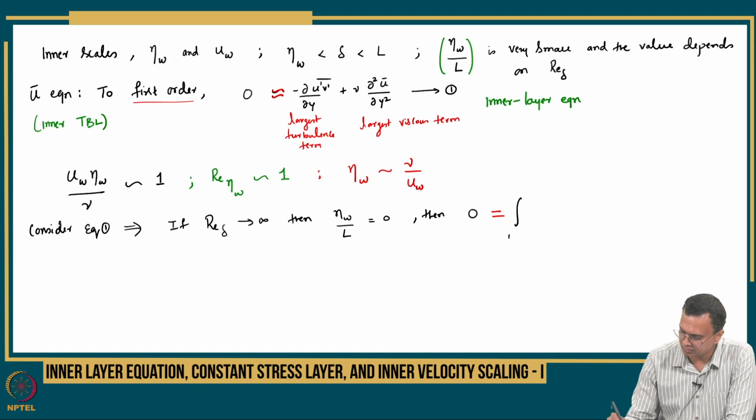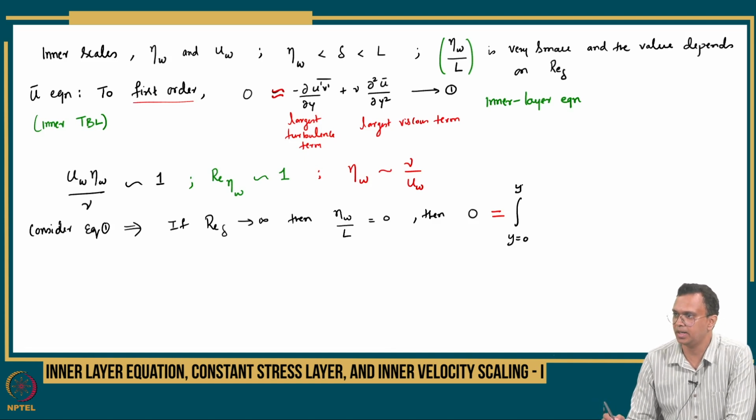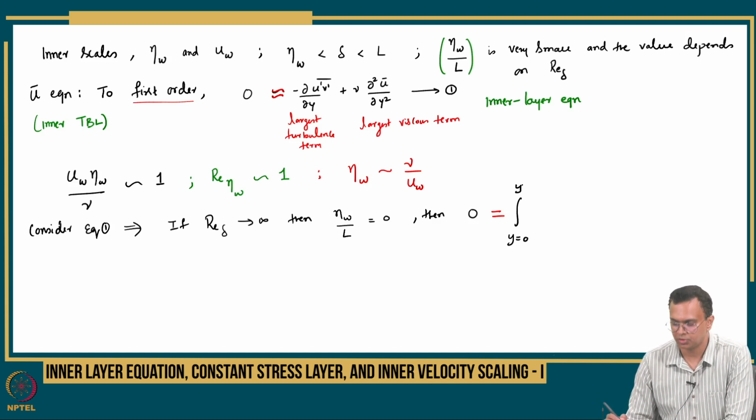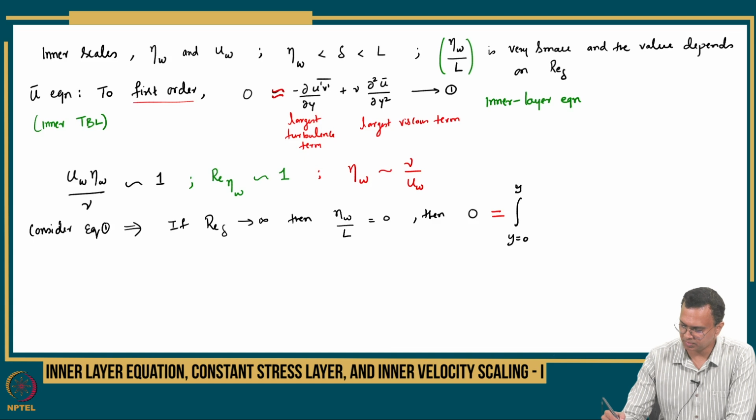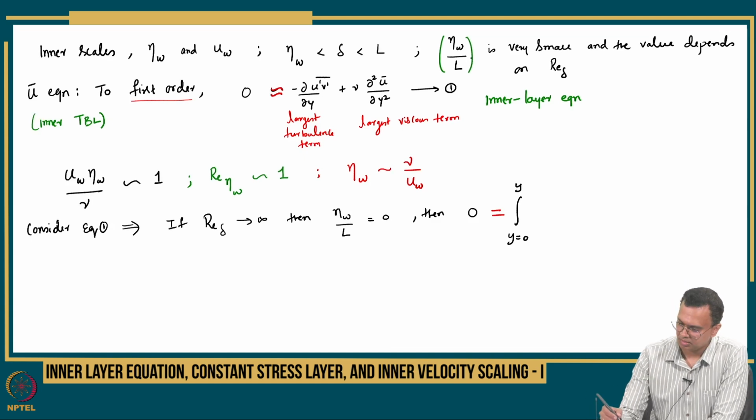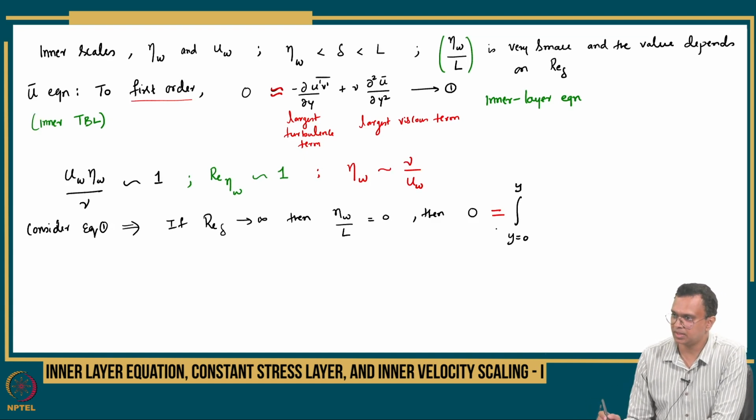I'll integrate this from y equal to 0, from the wall, to some distance y, but this y has to be within your turbulent boundary layer. You should not go all the way where you are approaching the free stream velocity. So y should be within the boundary layer. This is only a theoretical consideration. In reality, we never approach this equation. We simply want to integrate it to see what happens. I will show you the data.